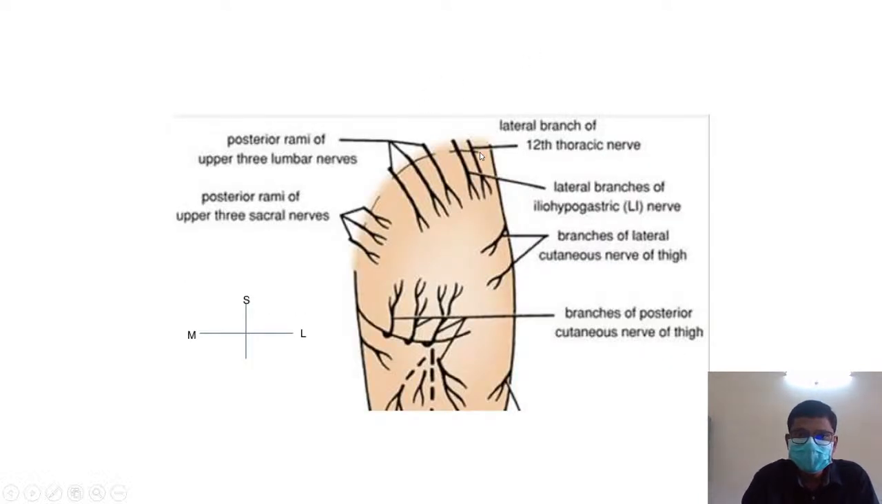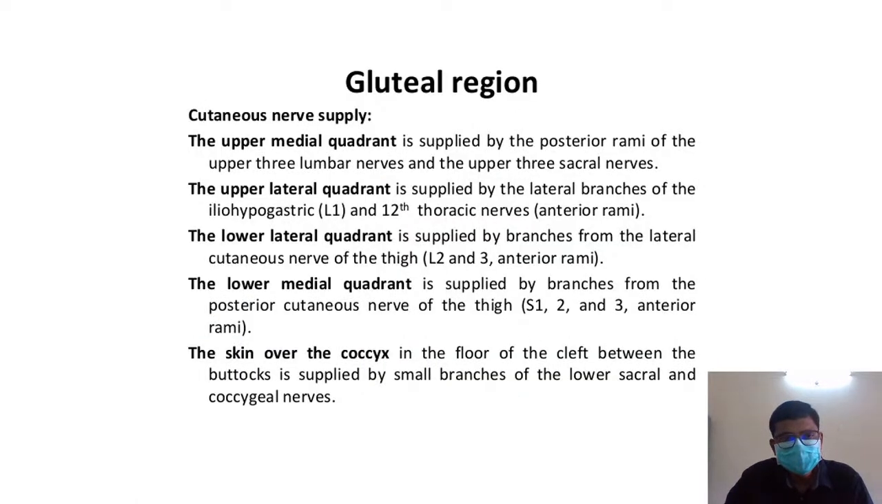You can see this one, this is the upper lateral quadrant. So this upper lateral quadrant is supplied by, you can see this is the lateral branch of the 12th thoracic nerve, okay, and also you can see the lateral branches of the iliohypogastric nerve. So these are the two set of nerves which supply the upper lateral quadrant of the gluteal region.